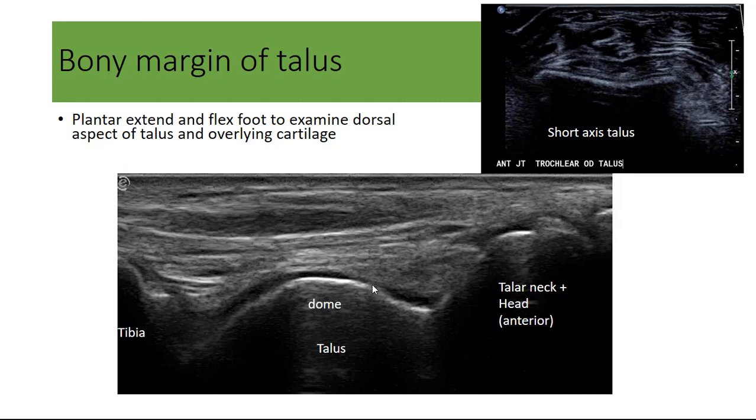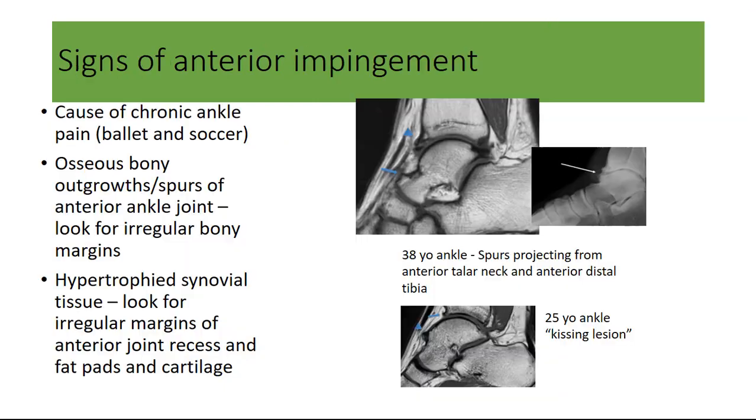Remember, the bony margins should be nice and smooth, and remember you can look at the talus in short axis too and look at the smoothness and the thickness of the cartilage over the talus in that plane. So remember to look in two planes.